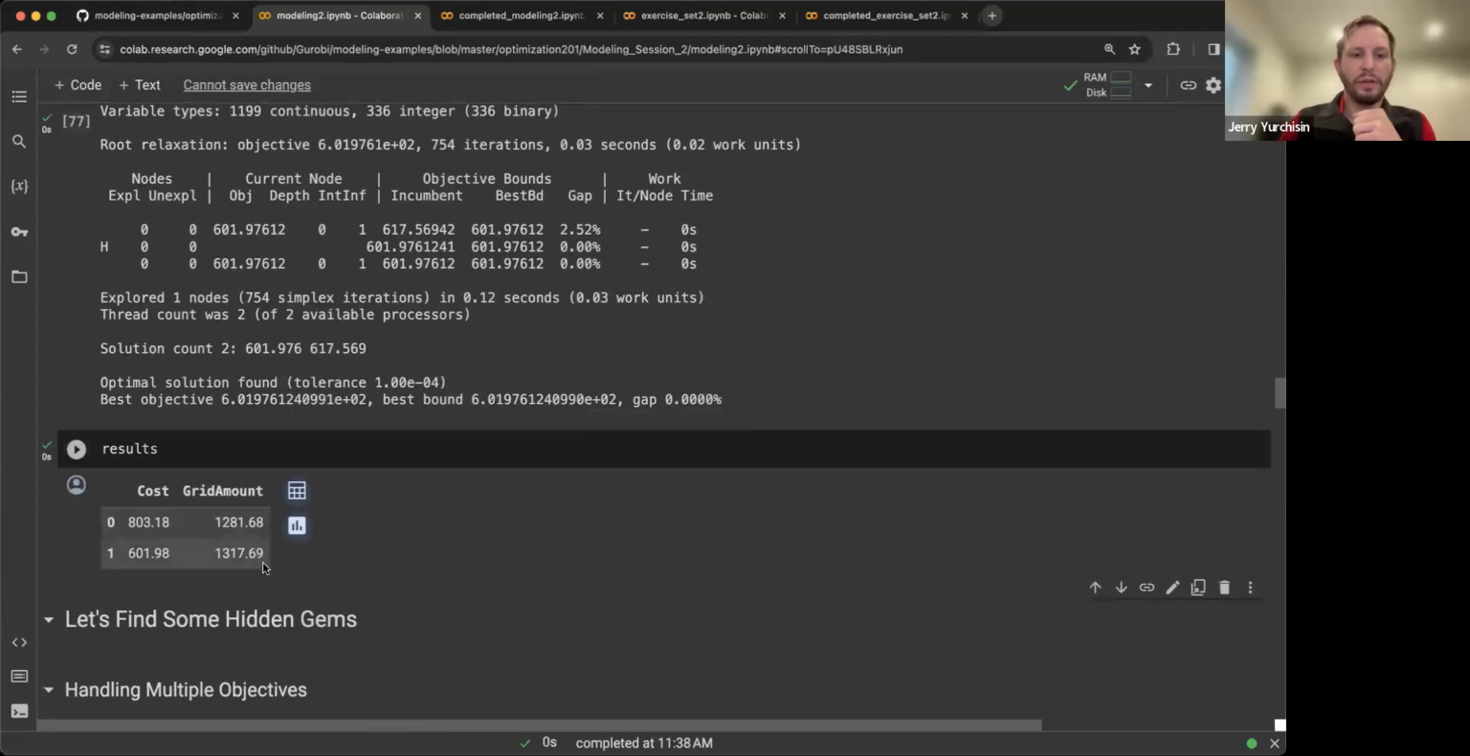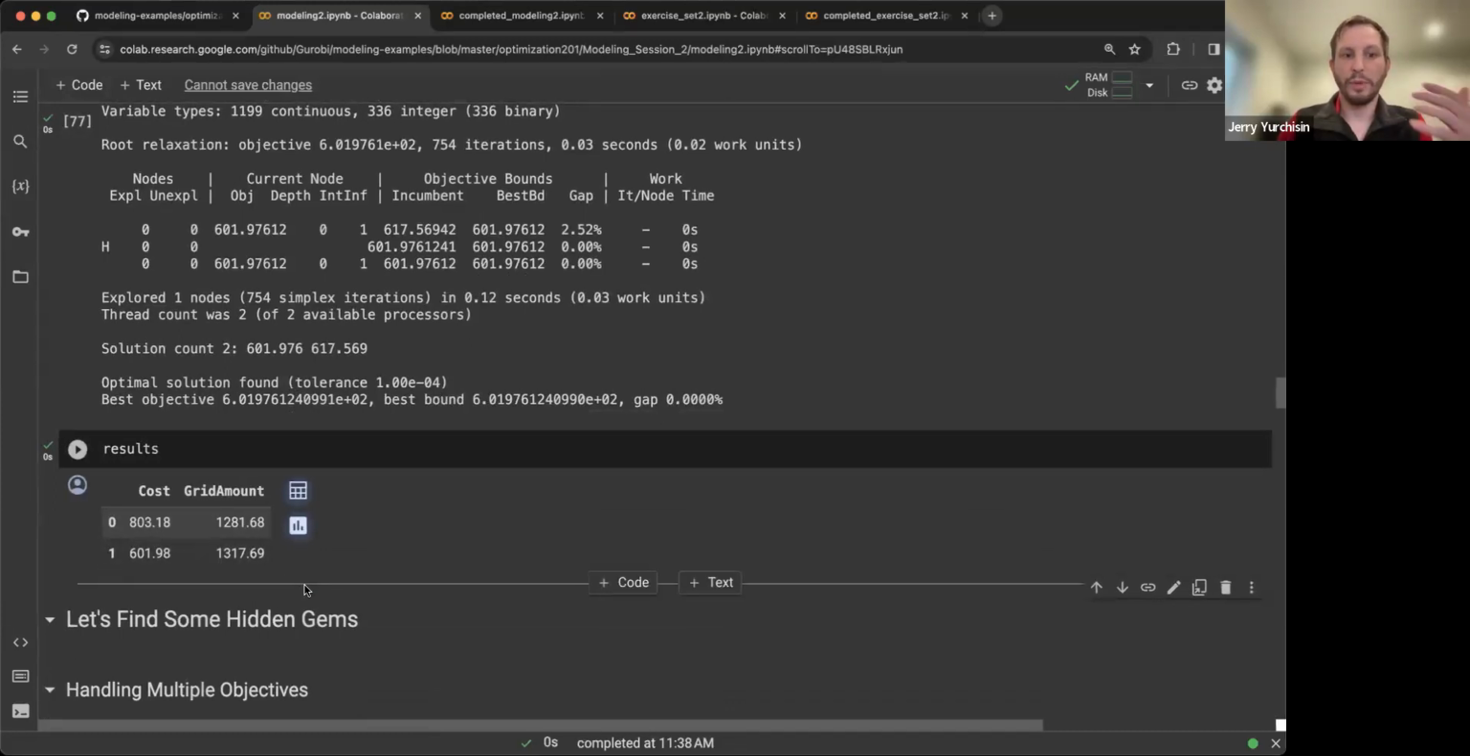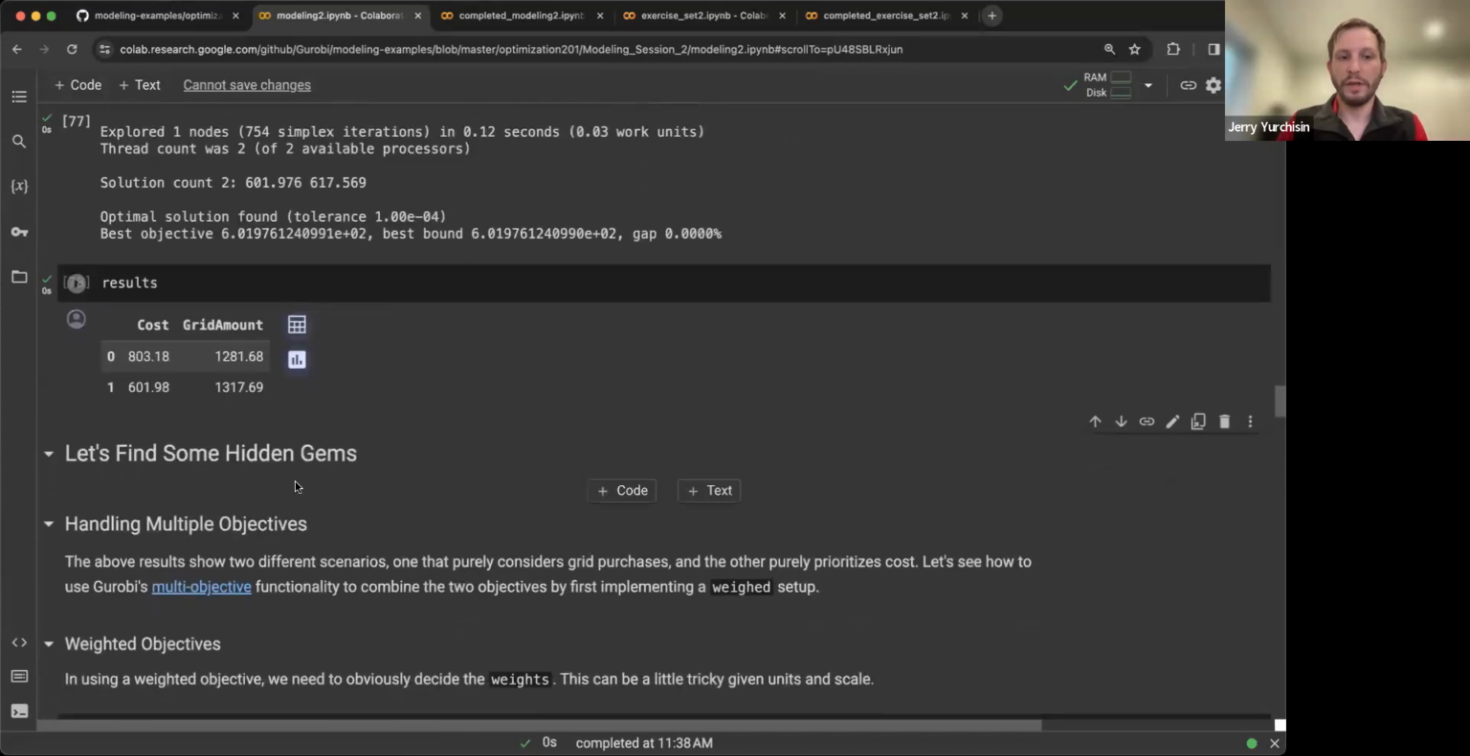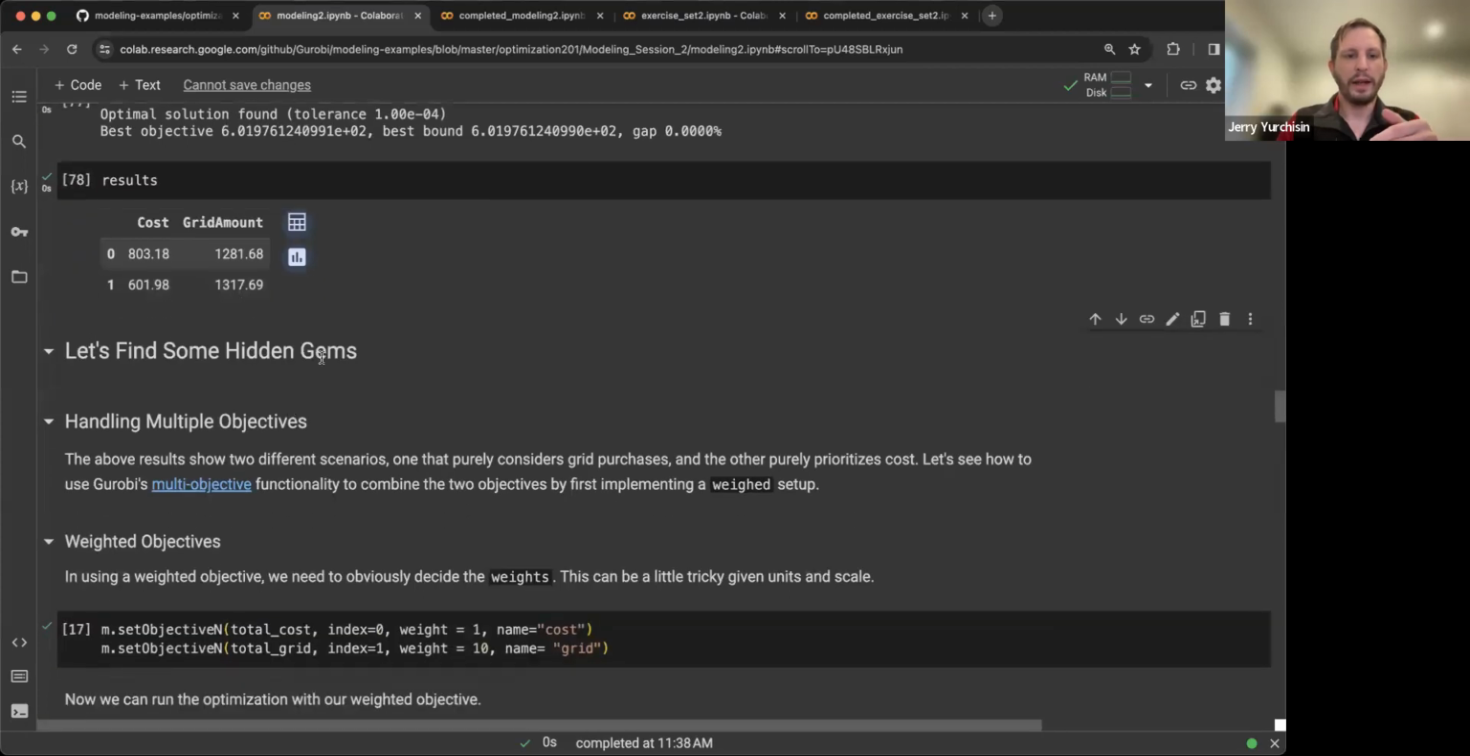So we can see the results of the optimizations. We can compare the two scenarios. In the first scenario, we're minimizing grid amount. This number is smaller, at a particular cost. The second objective is let's minimize cost and not worry at all about the amount that we're buying from the grid. So actually we buy a little bit more, but we're being more efficient from a financial perspective.